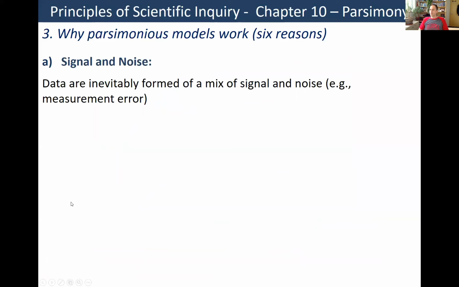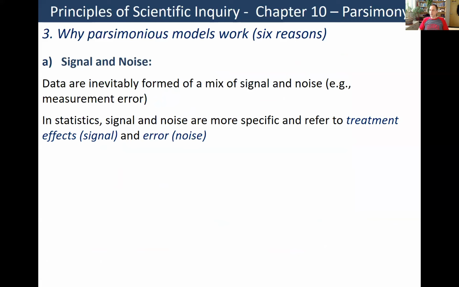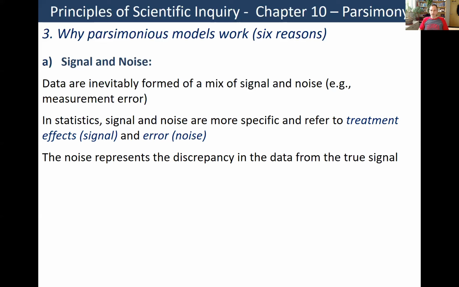All right. So, six reasons why parsimonious models work. The first is signal and noise. Data are inevitably formed from a mix of those two things. Noise can be measurement error or a variety of other things. In statistics, signal and noise are more specific and refer to treatment effects, or the signal. So the true drug effect is an example of that. And error, noise. Error is a loaded word, but it's essentially any source of noise. The noise represents the discrepancy, or the difference, in the data from the true signal. So it's the deviation of your data from the true signal.